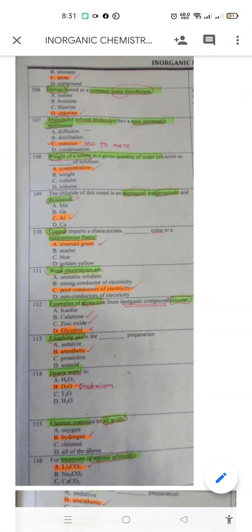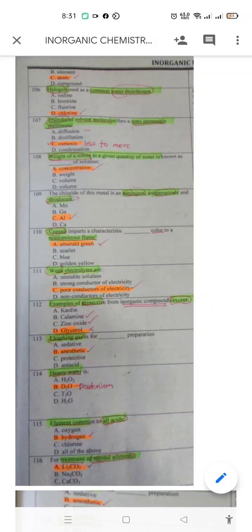Copper imparts a characteristic color to a non-luminous flame. The answer here is emerald green. Kapag sodium naman, your sodium ion imparts a persistent golden yellow color to a non-luminous flame. Your potassium will give violet. Your lithium will give a carmine red. Your calcium will impart a brick red. And lastly, your cupric is your green coloration.